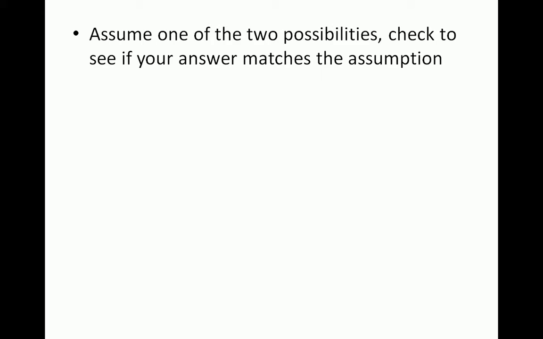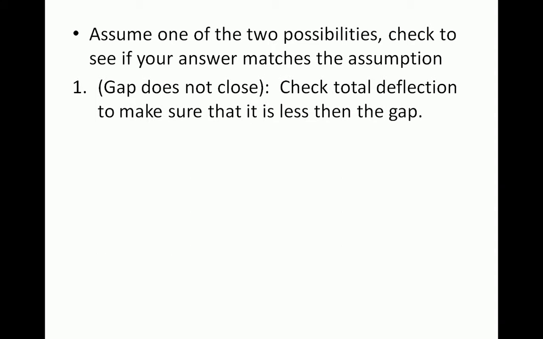So, how do we solve this? Well, first of all, we have to make an assumption. Which of those problems do we have? Is the gap going to be closed or is it not? So, if we do it the first way, we assume that the gap doesn't close. We go ahead and work the problem. Well, how do we know if our assumption was correct or not? What we do is look at the total amount of deflection and make sure that it's less than the gap, because if we, for example, were to calculate based on the fact that it's not going to close the gap and the deflection comes out to be 1/2 millimeter, then we know that that's not possible because the gap is only 1/4 of a millimeter.